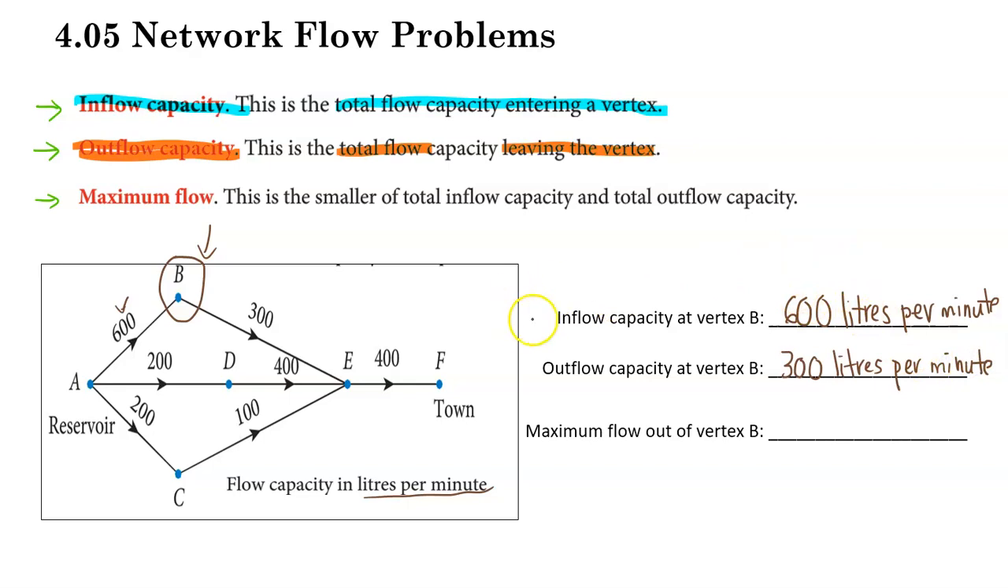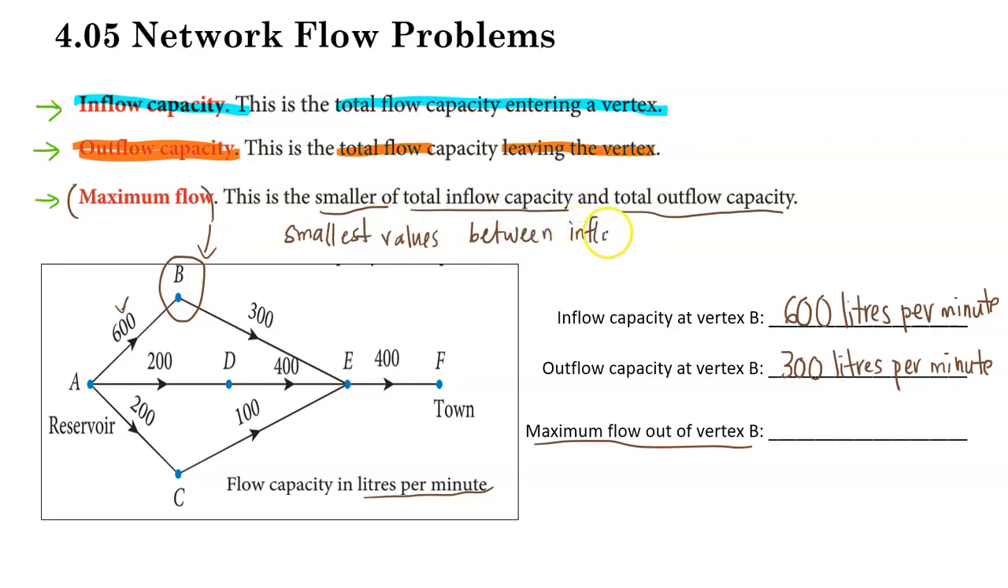And last one. What is the maximum flow out of vertex B? Okay. So what is maximum flow? Maximum flow is the smallest of total inflow capacity and total outflow capacity. That means maximum flow will be the smallest value between inflow and outflow. So between inflow and outflow, you always choose the smallest value. That is the capacity for the vertex B.